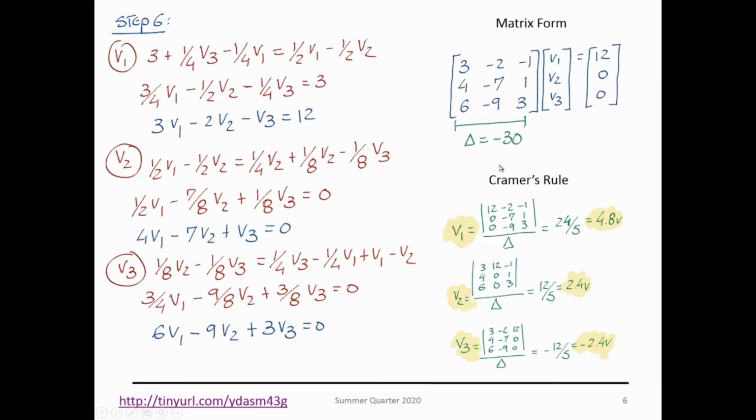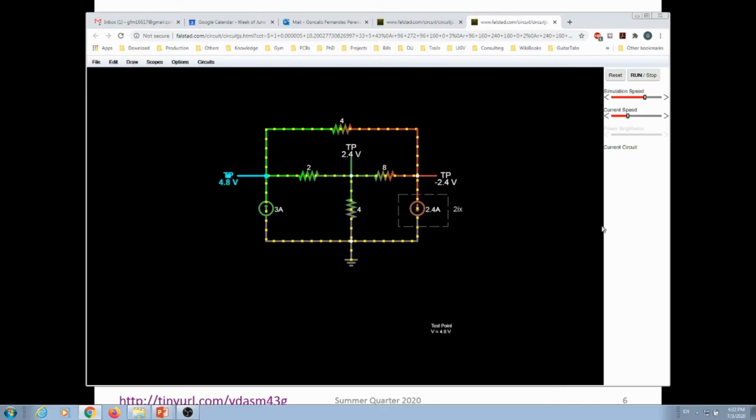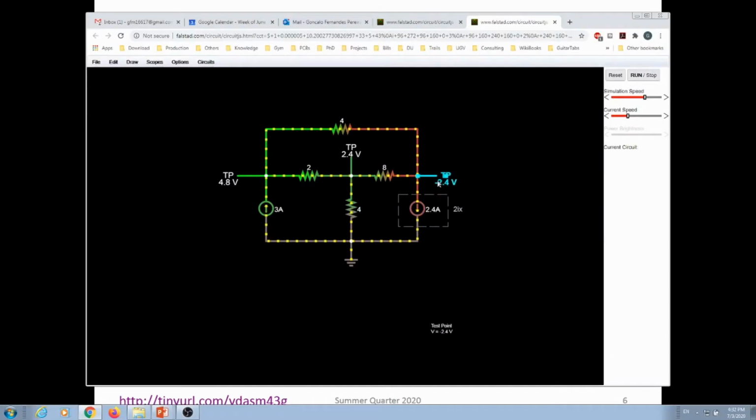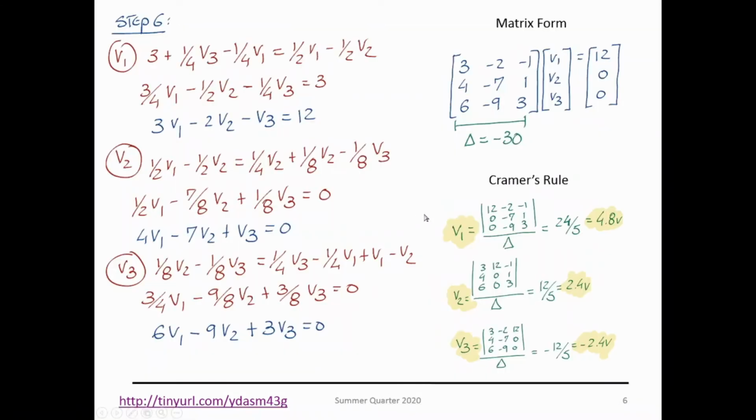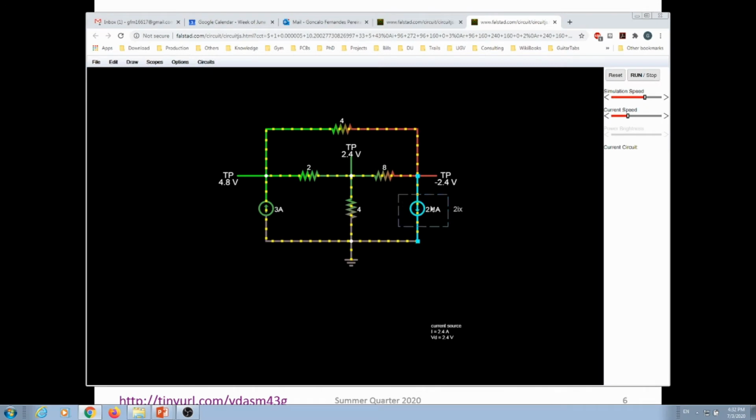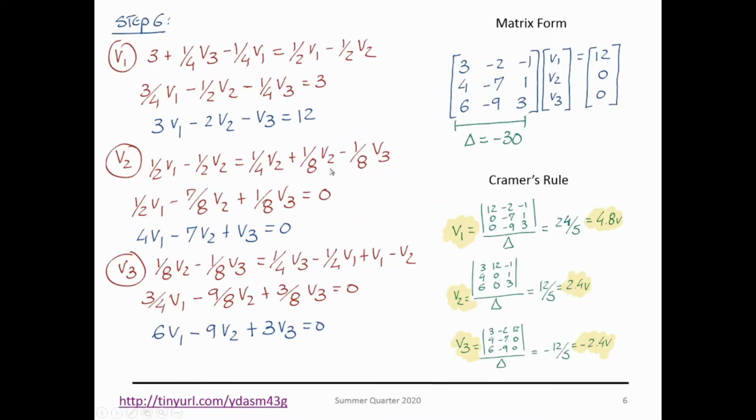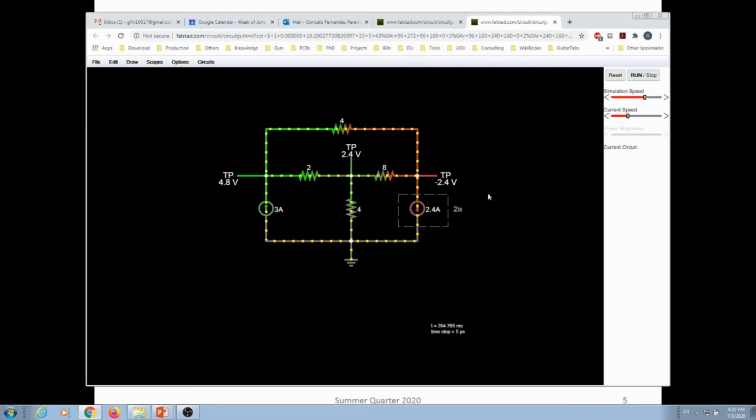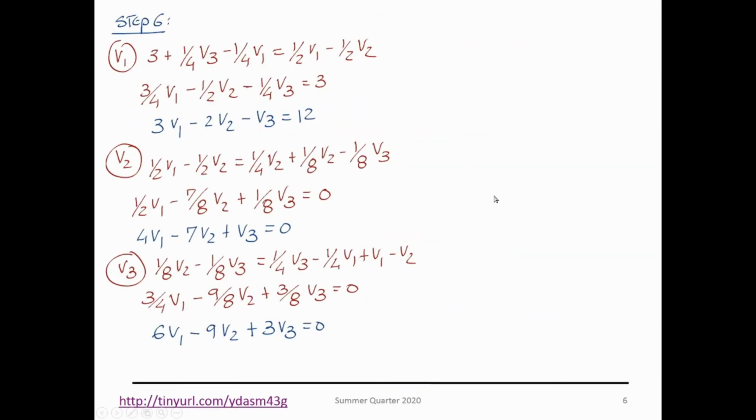So notice here my V1 is 4.8, sorry. My V2 is 2.4 and my V3 is minus 2.4. Notice here that I'm putting my dependent source over here in terms of the current Ix, and the current Ix is the one that flows through this resistor over here, and you get exactly the same answer.